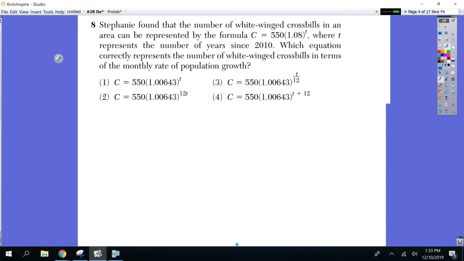All right, they tell you this equation, C equals 550 times 1.08 to the T. That's in years. And I want to know which one is equal to the monthly one. So which one of these four is equal to the original one they gave us? I'm not going to show you how to solve this. What am I going to tell you instead?